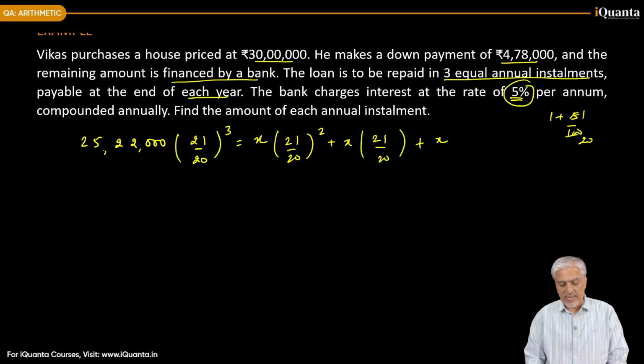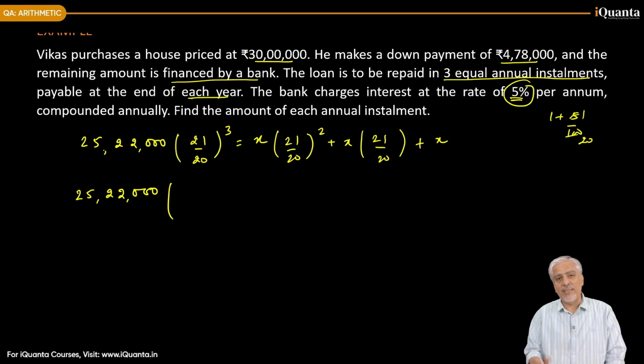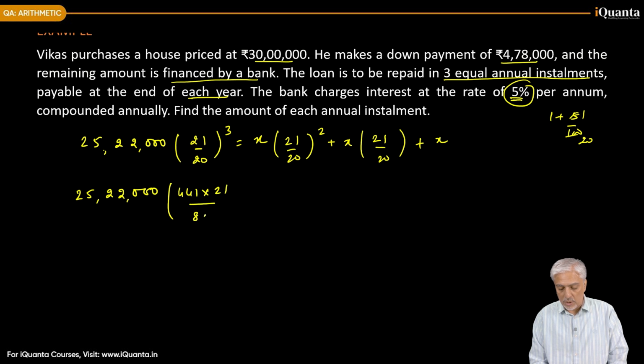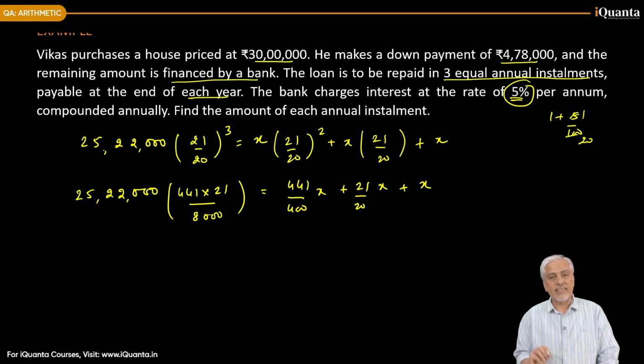As I said, this is always a standard method. You don't really have to worry about anything. I just am worrying about my calculations. I haven't made any mistake in that. 25 lakh 22,000 looks correct. So 25 lakhs 22,000 into 21 into 21 into 21, which is 441 into 21. I'm not doing the calculation now. I will just see whether later anything cuts out or not. Upon 8,000. Okay, this becomes x 441 upon 400x plus 21 upon 20x plus x.